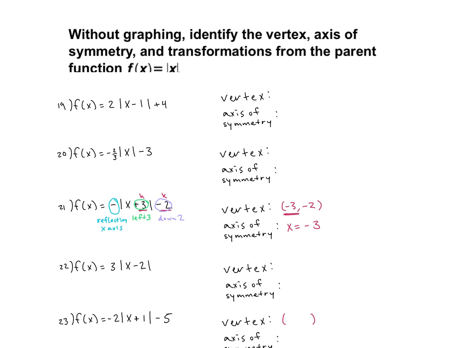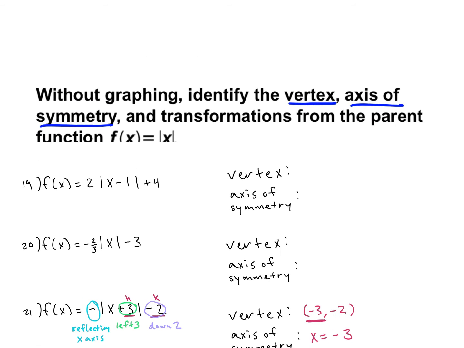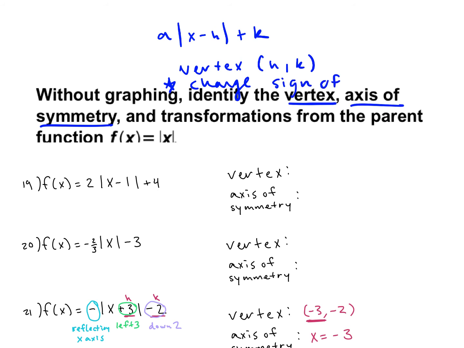So here we have to identify the vertex, axis of symmetry, and our transformations. So our formula, which you guys don't need to remember, you just have to know what is where. So we have a times absolute value of x minus h, plus k, where our vertex is h comma k. And then you always change the sign of h. h comes from inside, think h, house, inside, and k is outside. And then you always just have to change the sign.